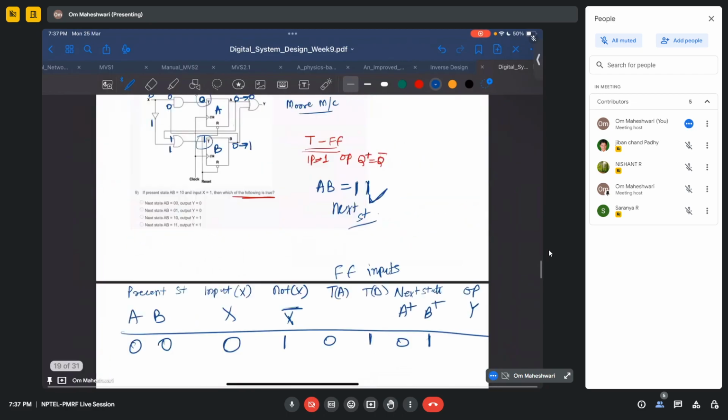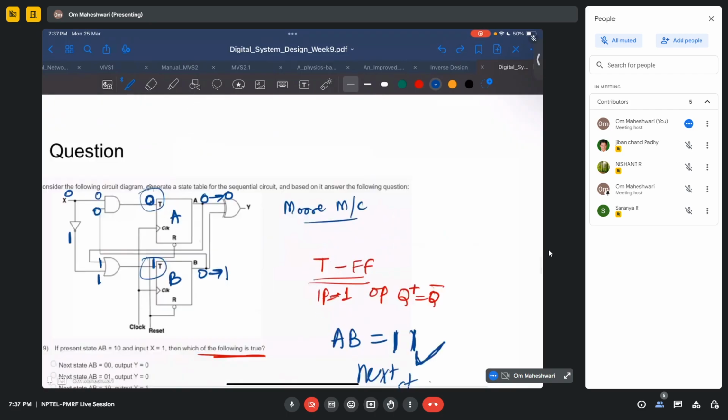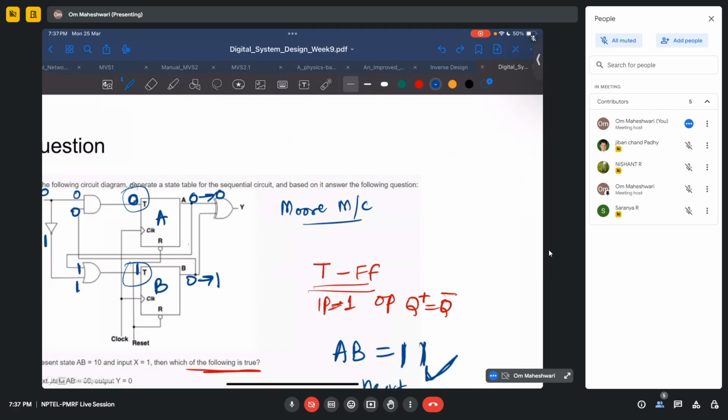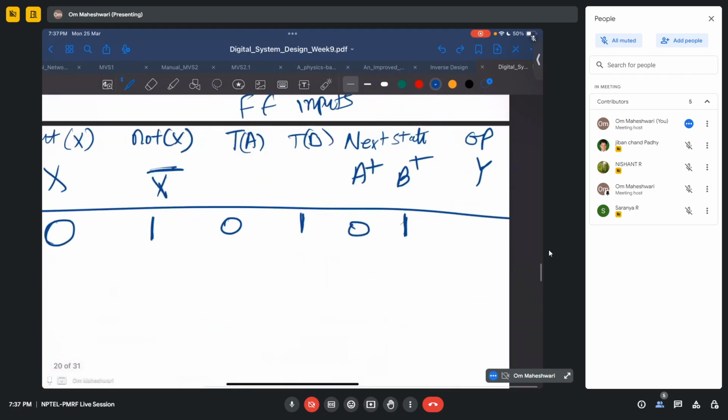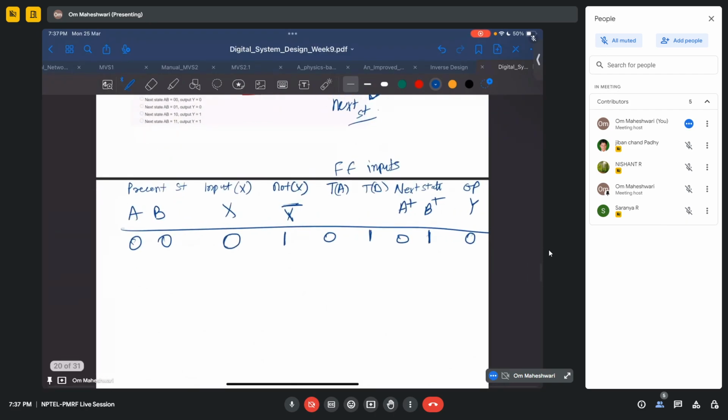Now output, again we are writing for the present state. So this will become more clear in a second. So let me just write. So output will be, this is XOR gate, so output will be 0, right? So now we will do same analysis for input 1. But what does this tell me? This tells me what will be in the next state, right?